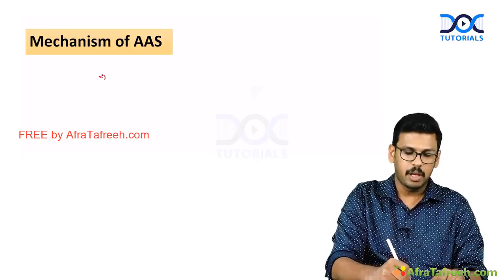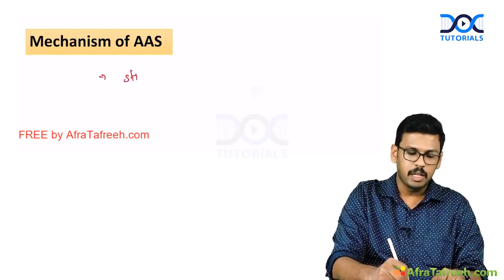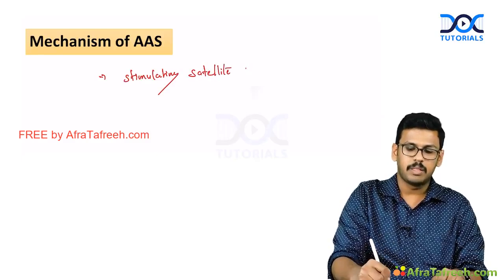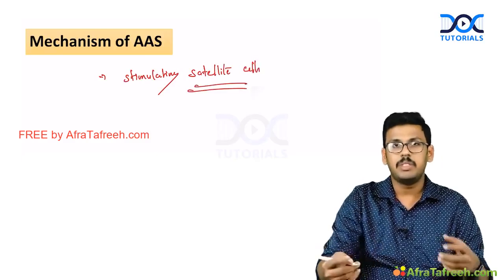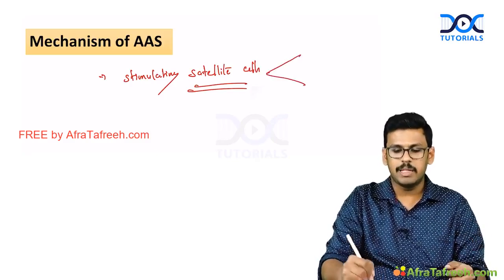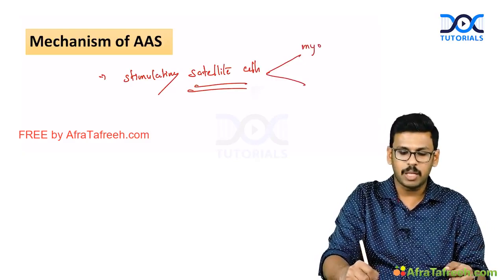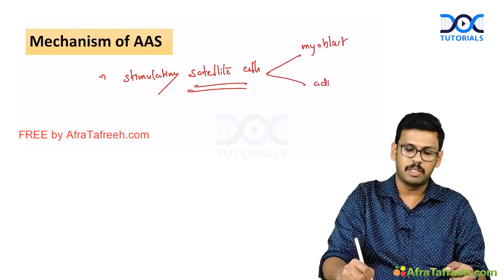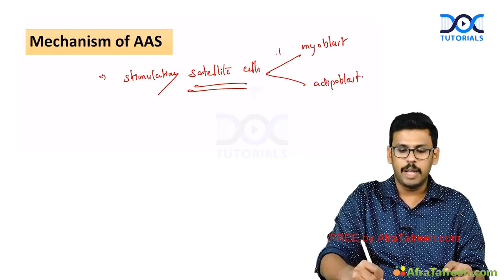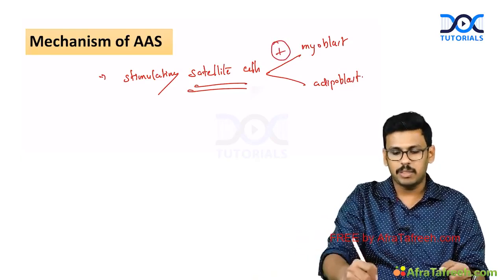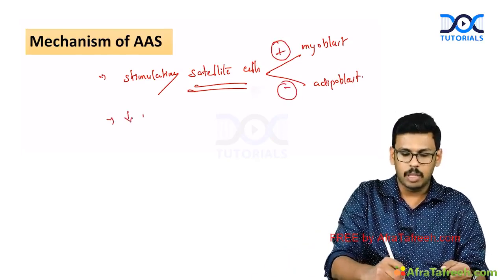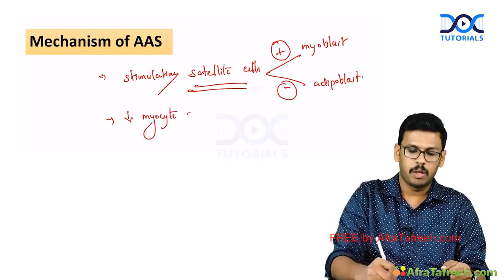It mainly acts by stimulating the satellite cells, which are the stem cells or the pluripotent cells present in the muscle, and these cells can differentiate either towards myoblast or towards adipoblast. Use of this androgenic steroid will stimulate their differentiation towards myoblast and inhibit their differentiation towards adipoblast, and also they reduce the myocyte apoptosis.